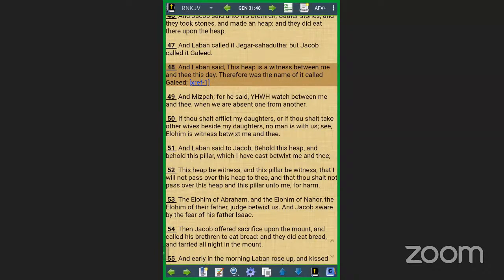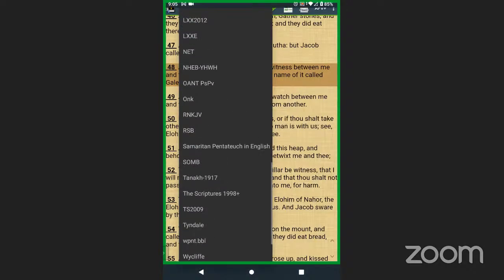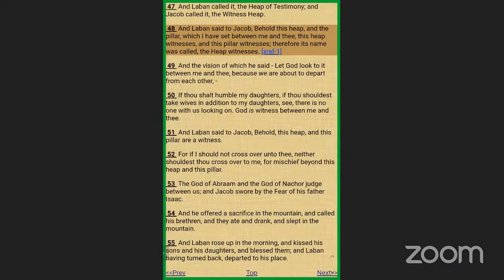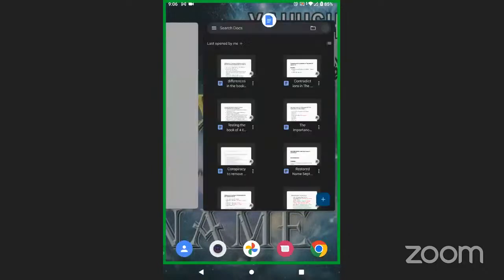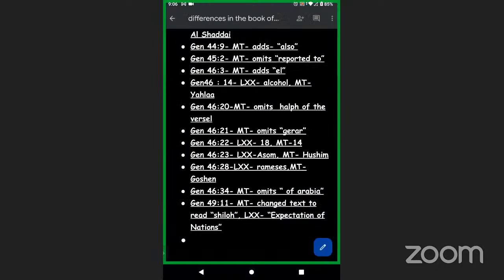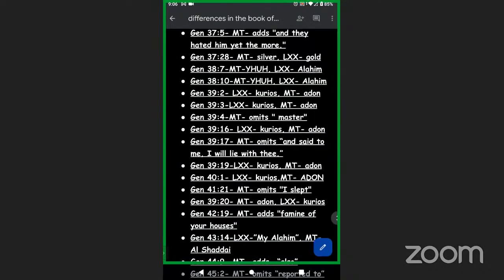Okay. So now the difference here, the Septuagint says, and Laban said to Jacob, behold, this heap and the pillar which I have set between you and me, this heap witnesses, and this pillar witnesses, therefore its name was called the heap witness. So there's like a little bit in the middle that's taken out for whatever reason. So these are very important context stuff that's being omitted, and that's why I'm pointing this out here.